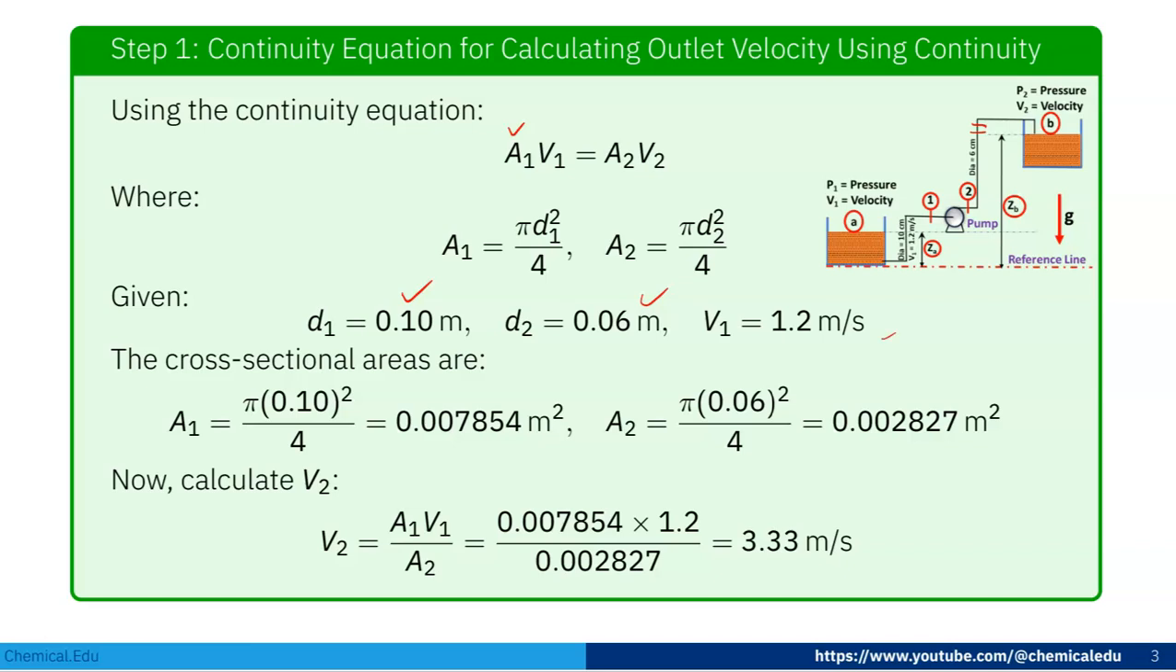So A1, the suction pipeline cross sectional area, is pi by 4 times 0.10 whole square, so that is 0.00785 meter square. A2, the discharge pipeline cross sectional area, is pi by 4 times 0.06 whole square, that is 0.002827 meter square. And calculate V2. So V2 will be A1 V1 by A2. So A1 is 0.007854, V1 is 1.2, and A2 is 0.002827. So that is 3.33 meter per second.